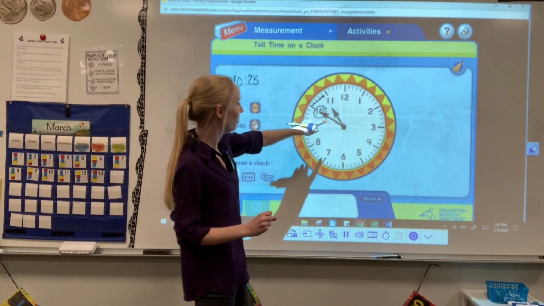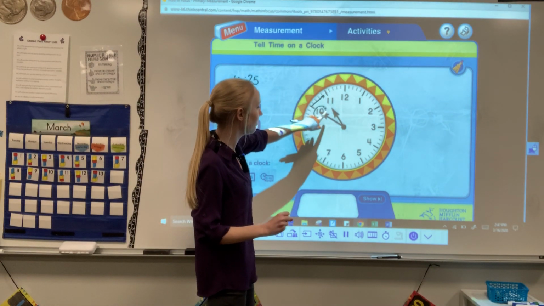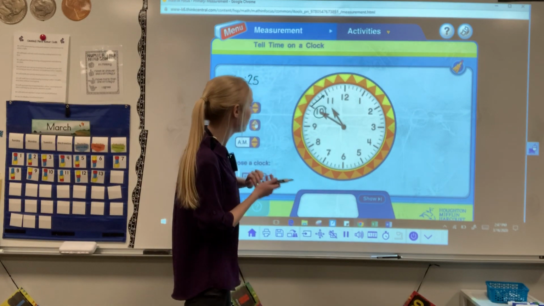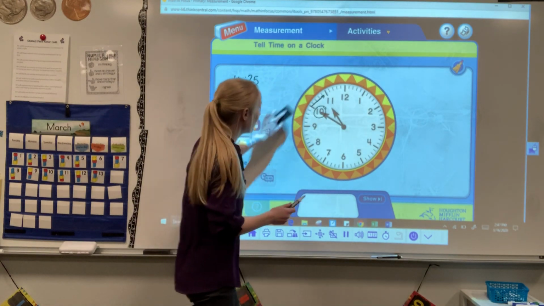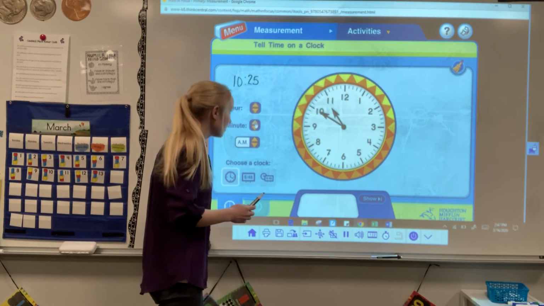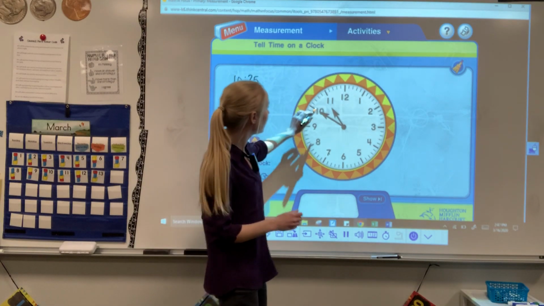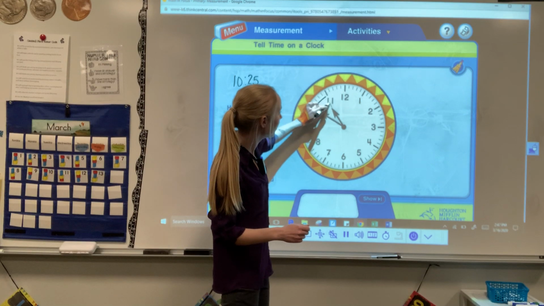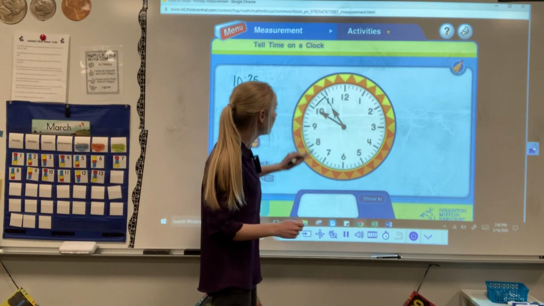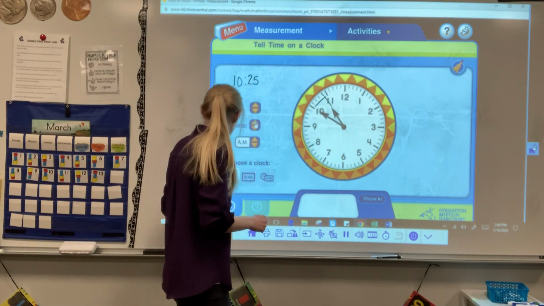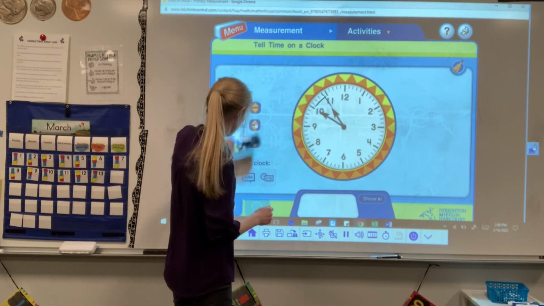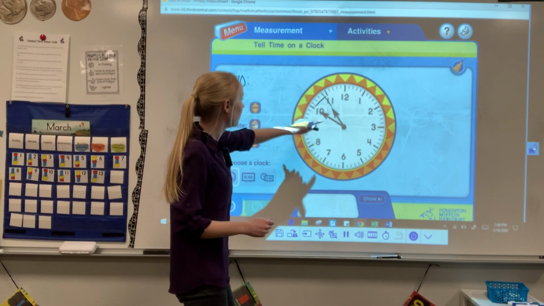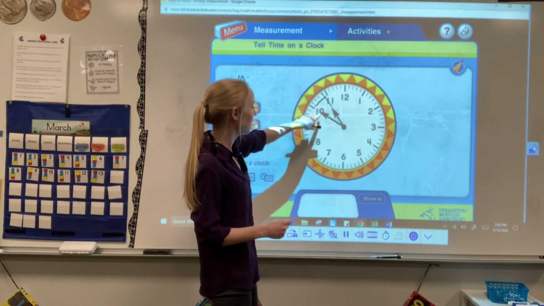So notice how when our minute hand goes up by 5s, our hour hand continues to move up the clock. Okay, so let's look at this time right here. So my hour hand is still in between the 10 and the 11. It's not quite all the way on the 11 yet. Okay, so the hour still has to be 10. So hopefully you're writing this down as we go.